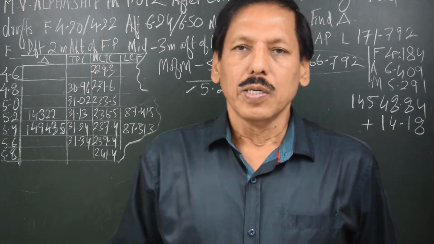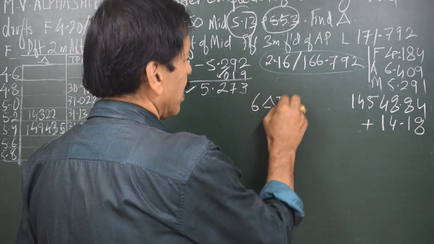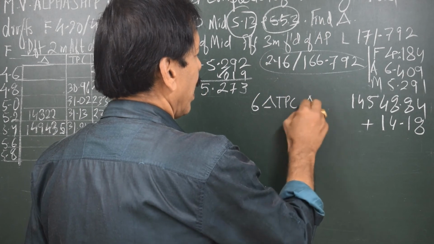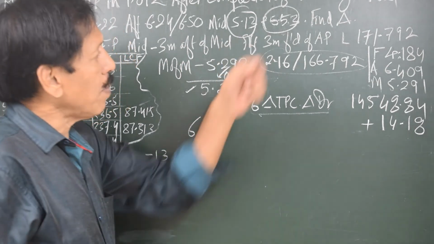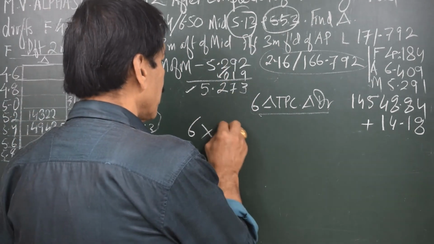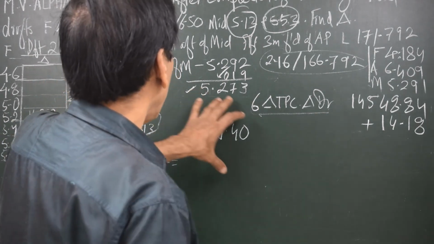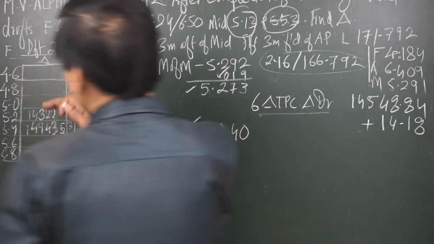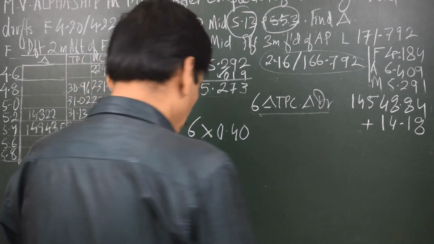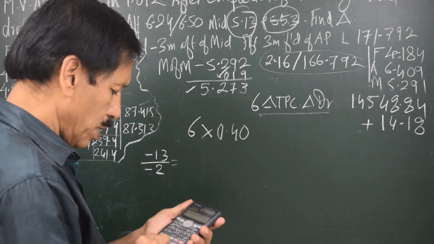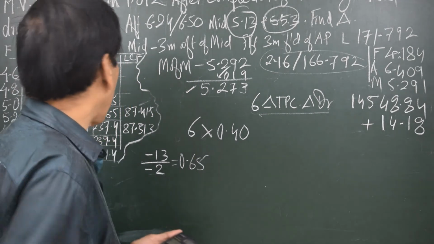Okay, let's go for it. So the list correction is 6 times delta TPC into delta draft. 6 times the difference of draft, 5.13 and 5.53, that is 0.40. And now let's look at the TPCs. The TPC I want to see for 5.13, so I must interpolate between 5 and 5.2. The difference is 0.2, so 0.13 upon 0.2 is the factor. 0.13 divided by 0.2 gives me 0.65. 0.65 is going to be the factor.